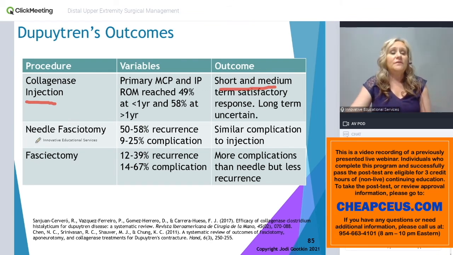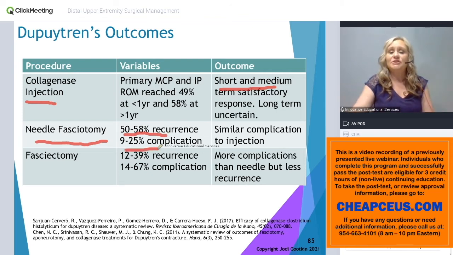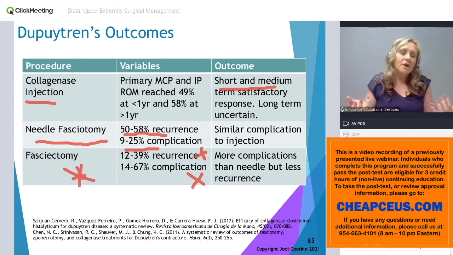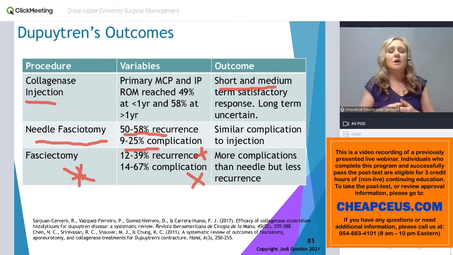The needle fasciotomy, when they went in with that, they found that it has a greater recurrence rate, which makes sense because they're not resecting out the tissue, but it had fewer complications. On the flip side, the fasciectomy, lower recurrence because they're removing the diseased tissue, but greater complications. So it really becomes a physician decision along with the patient. It does let us know we're obviously monitoring all of our patients for complex regional pain syndrome, skin tears, infection. We just may be a little more cognizant that that might happen with the open procedure patients.